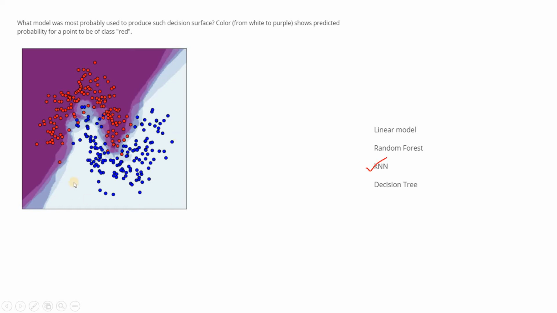For this type of question you need to understand the visualization part also, which I have discussed for each algorithm in my previous videos. Obviously a linear model is not possible because the boundaries are not linear. Decision tree is not possible because the decision boundaries are not parallel to the axis. Random forest also cancels because random forest is basically multiple decision trees. So KNN is the remaining answer, right?